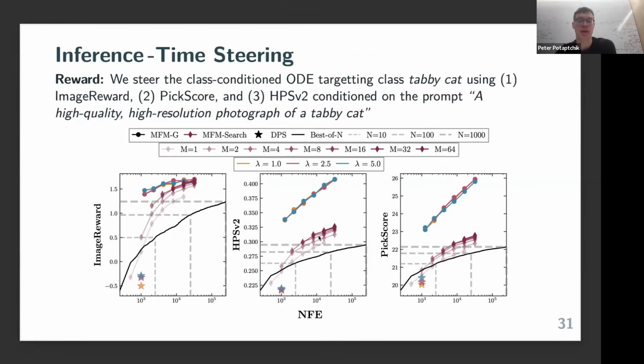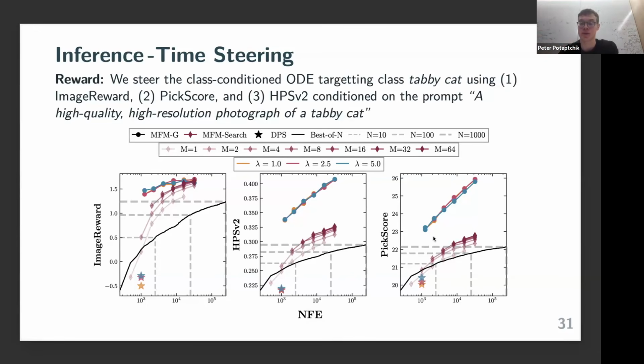So in this experiment that I'm going to show here, let's say we have a specific class-conditional ODE targeting the class tabby cat. And we're going to have 3 separate experiments where we want to steer towards high reward regions on ImageReward, PickScore, and HPS. For those of you that aren't familiar, these are all models that take in an image and a prompt, which for us is a high quality, high resolution photograph of a tabby cat. Basically, it gives a high score if the image and the prompt adhere to each other and if the image looks good according to some perceptual qualities. And so what we do is we are just trying to steer into high areas of this reward.